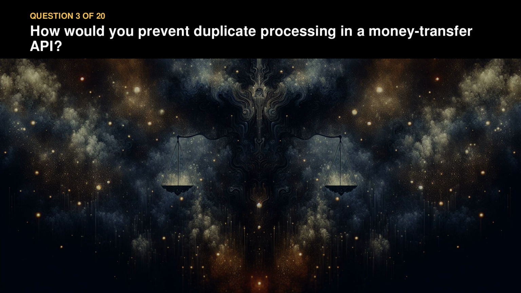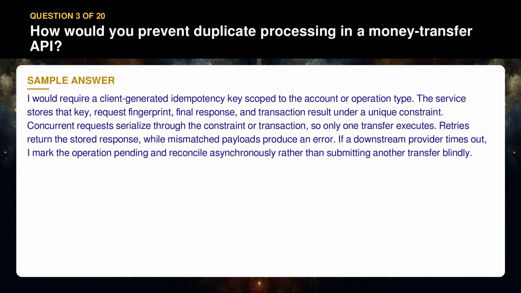Question 3. How would you prevent duplicate processing in a money transfer API? I would require a client-generated idempotency key scoped to the account or operation type. The service stores that key, request fingerprint, final response, and transaction result under a unique constraint. Concurrent requests serialize through the constraint or transaction, so only one transfer executes. Retries return the stored response, while mismatched payloads produce an error.